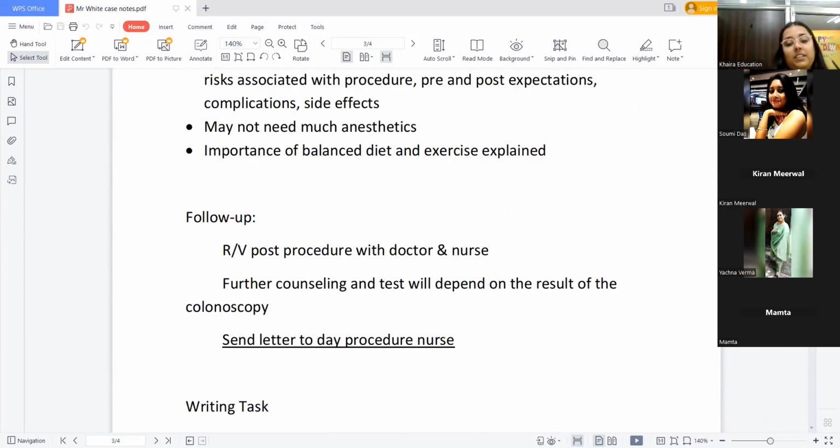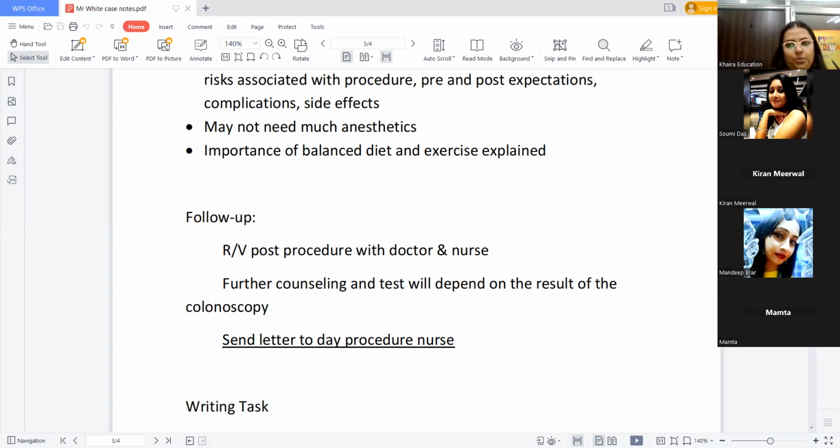Second, the result of the colonoscopy will determine what further counseling the patient will require or what further tests the patient will require. Will the recipient have anything to do in this counseling or tests? No, ma'am. No. And then finally, send letter to day procedure nurse. Who is going to send this letter?